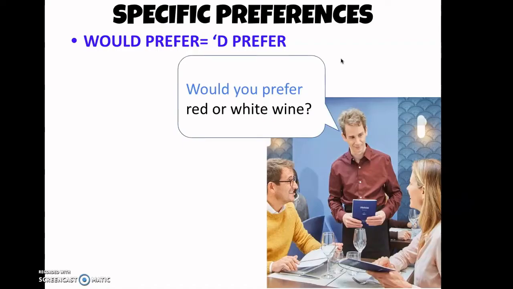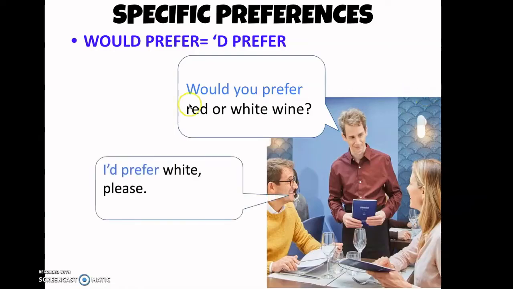As you can see, this preference question is very specific. The waiter is not asking the lady what do you prefer in your real life, in your everyday life, but what would you prefer right now at the restaurant? That's why it's a specific preference. So would you prefer red or white wine? And the answer is going to be, I'd prefer white, please.